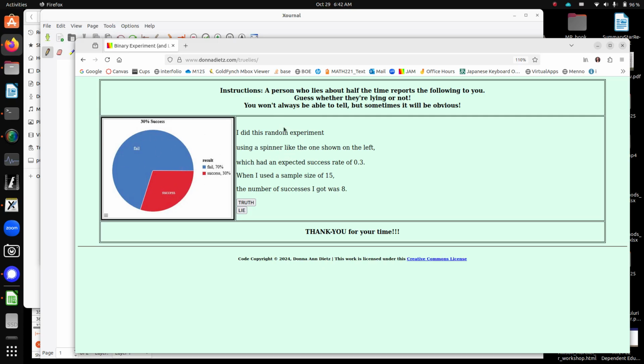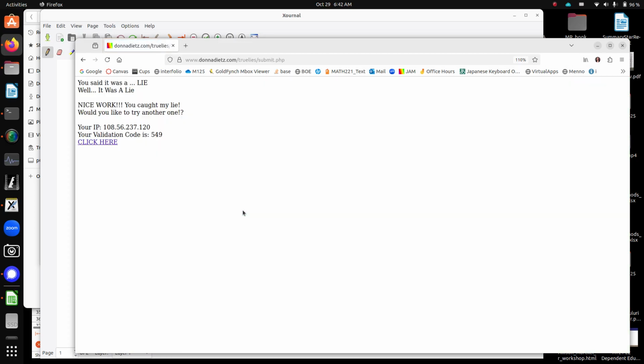Okay, so if they lie, it was an actual experiment they did on a different spinner of the various spinners that show up here. So for example, they're saying I used this spinner where this probability of success is 30%. Sample size of 15. The number of successes I got was 8. Maybe I think you're lying. So then I click that and I find out, well, it was a lie and you said it was a lie, you caught my lie.